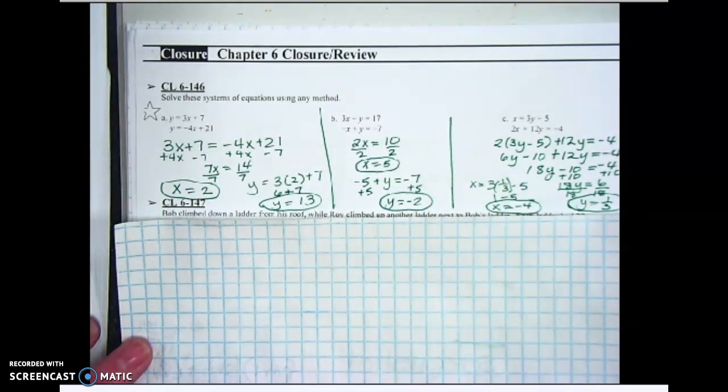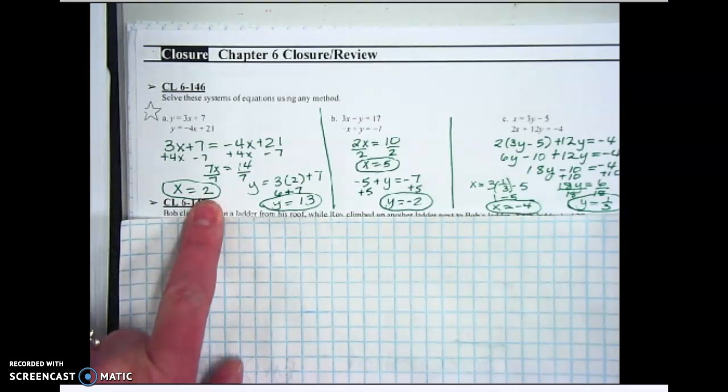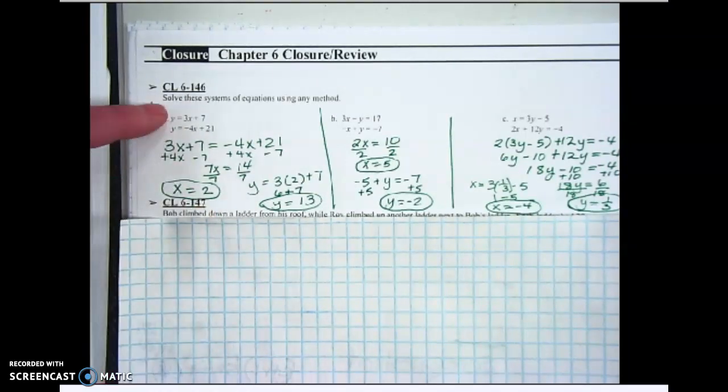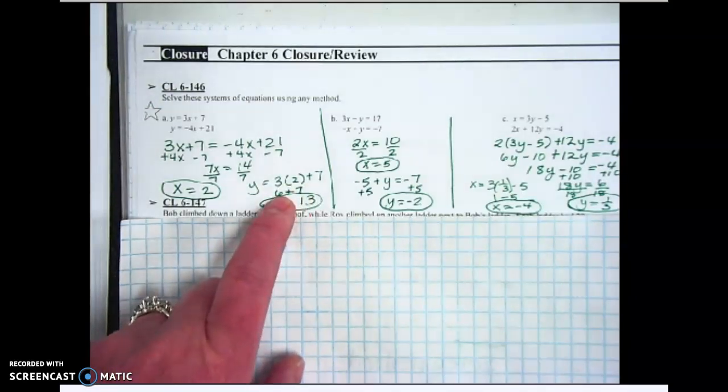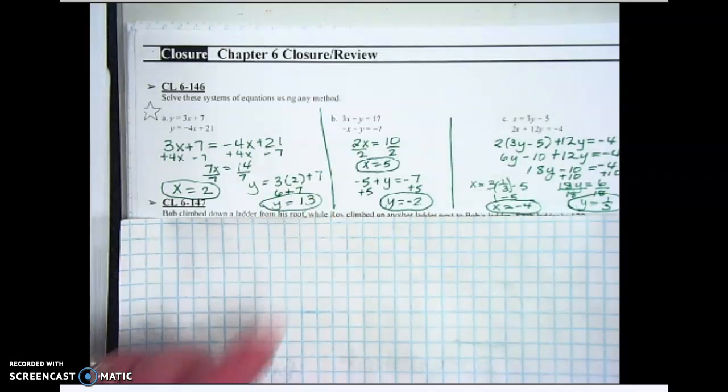Then to get your y variable, you're going to take that 2 and plug it into either of these. I think the first one's slightly easier because it doesn't have a negative sign. But you could easily plug it into the second one. So I multiplied 3 times 2, which is 6, and then 6 plus 7 is 13.